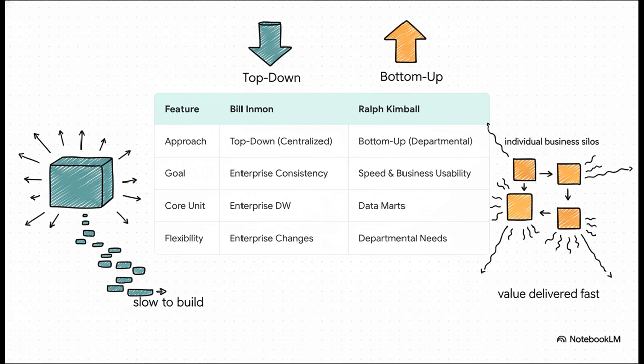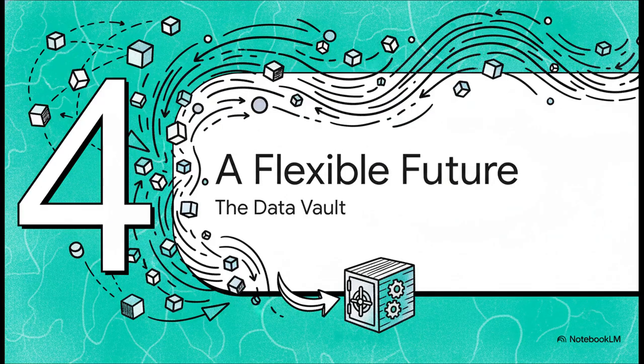Then you have Kimball. He's bottom-up, departmental first. His goal is speed and getting usable data to the business folks like yesterday. His core unit is the data mart. One is built for enterprise stability, the other is built for departmental speed. For years, that was pretty much the whole debate. You were either in Camp Inmon or Camp Kimball.